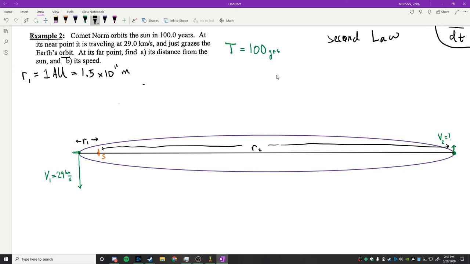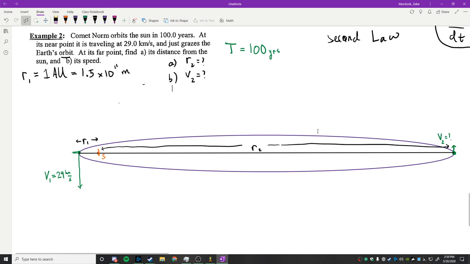Not that it just grazes the Earth, but that it grazes the orbit itself. So that's our picture, and we want to figure out at the far point over here its distance from the Sun, so that's going to be R2 that we want to find, and we also want to find its speed, so that's V2. So basically part A is R2 and part B is the velocity.